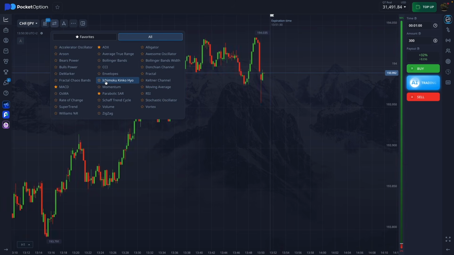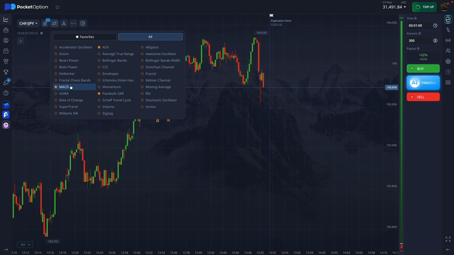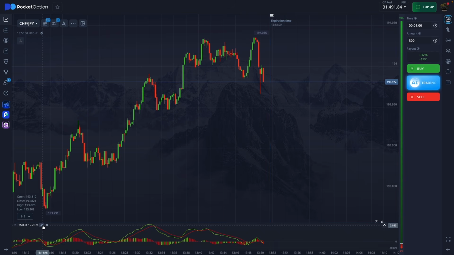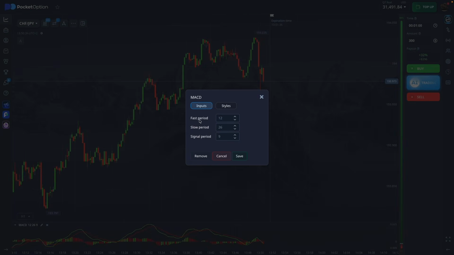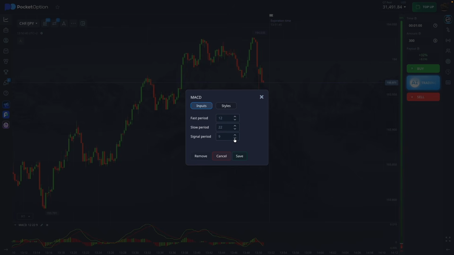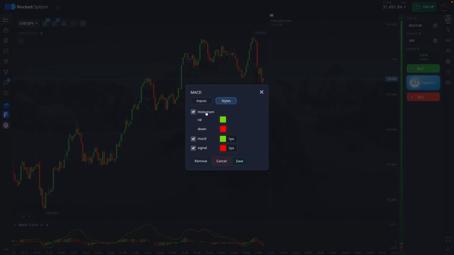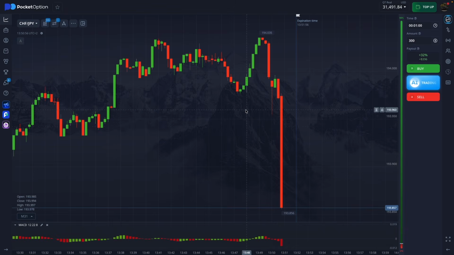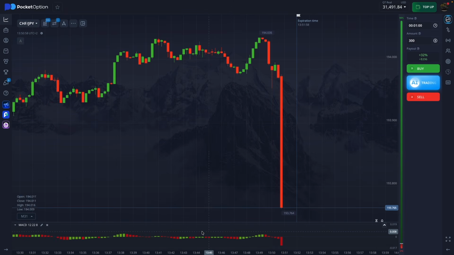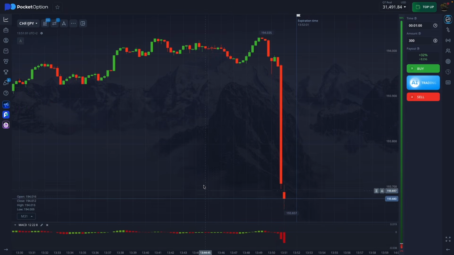So, the first indicator I'll be using today is called MACD. I add it to the chart, immediately go to the settings, and set the following options here. I don't change the fast period, so I leave it at 12. I decrease the slow period to 22, and I decrease the signal period to 8. Then I go to Styles, and here I leave only the MACD histogram. So I just disable these lines. Then I press the Save button, and the MACD indicator starts to look like this for me.